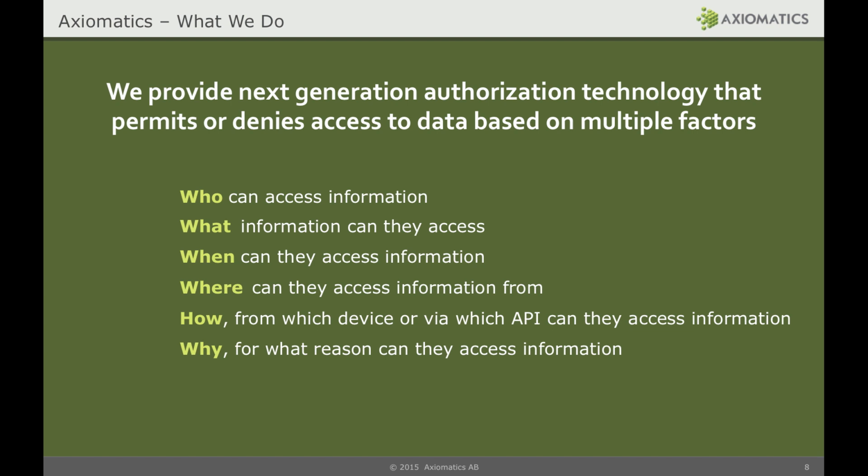Who can access the information? What information can they access? If we go back to the example you were using, Andy, who can access the mobile banking app? Well, it would be the customer. What information can they access? Can they view the balance of the bank account? Can they view the checks that have been deposited online? But also, we want to include contextual information.